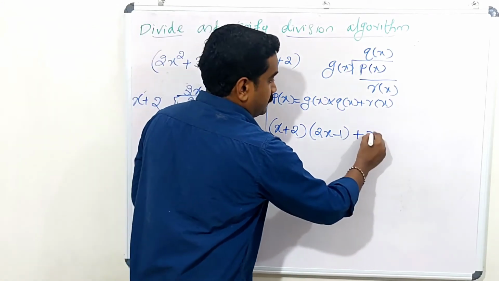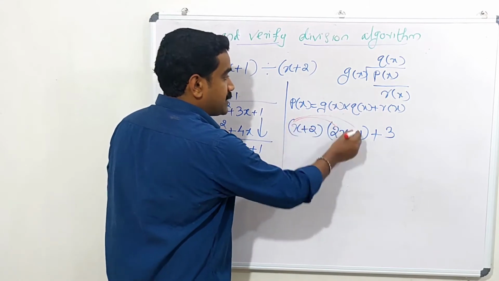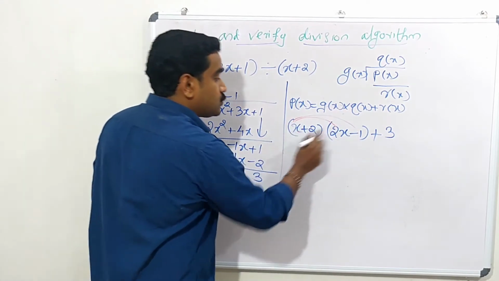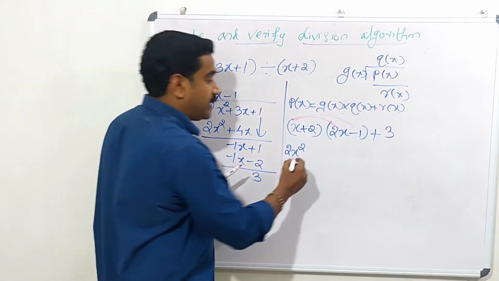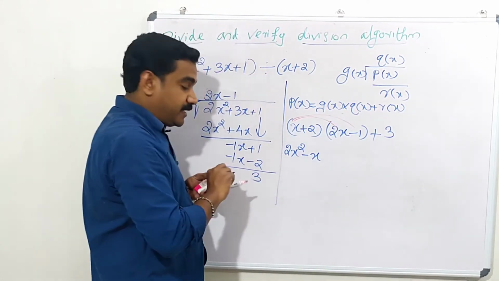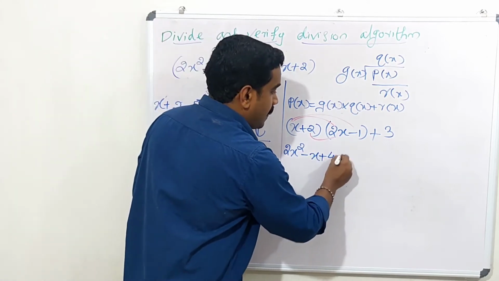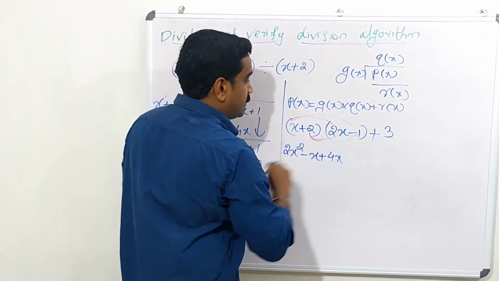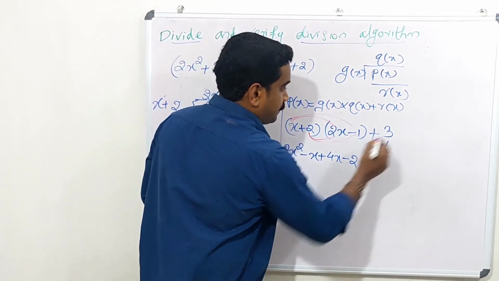What is the remainder here? Remainder here is 3. Then apply distribution method, x into 2x, x into minus 1. What is x into 2x? 2x square. Then x into minus 1. What is x into minus 1? Minus x. Then 2 into 2x. What is 2 into 2x? 4x. Then 2 into minus 1 is minus 2. Then plus this 3.